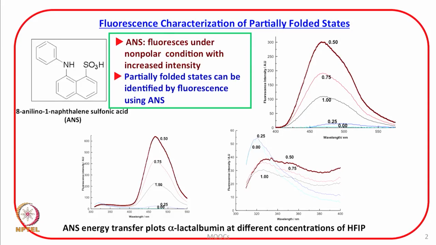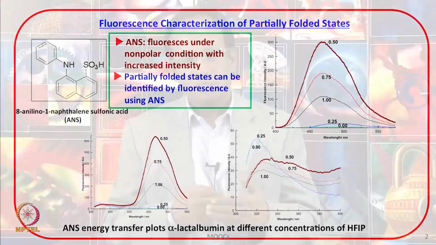The key in its interaction was that the ANS fluoresces under non-polar conditions with increased intensity, and this intensity increase is happening because of its binding under the non-polar environment.